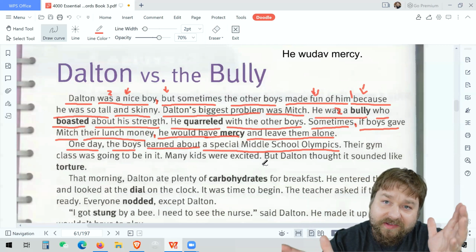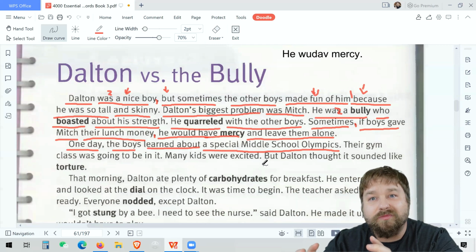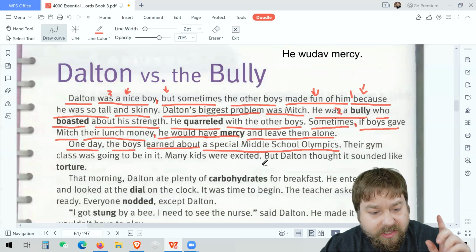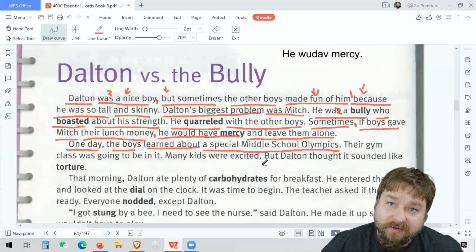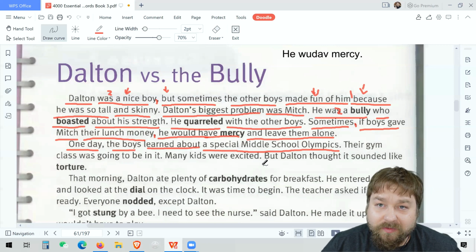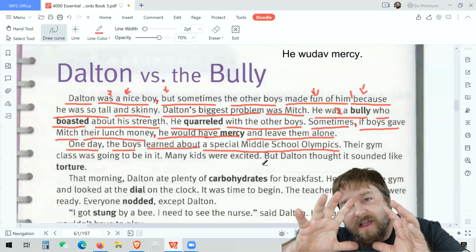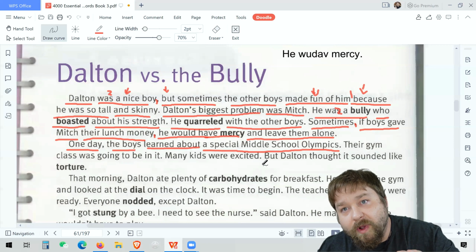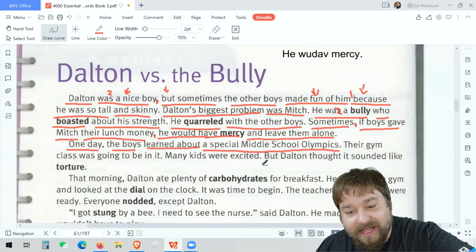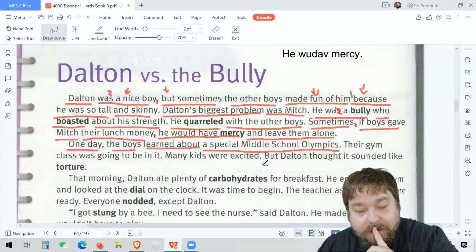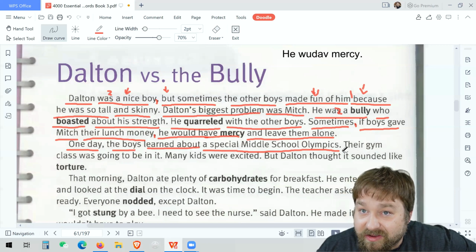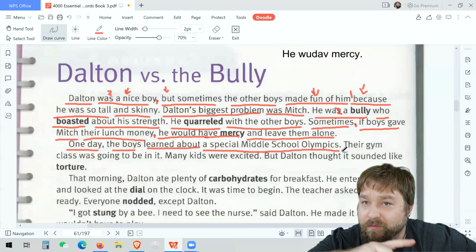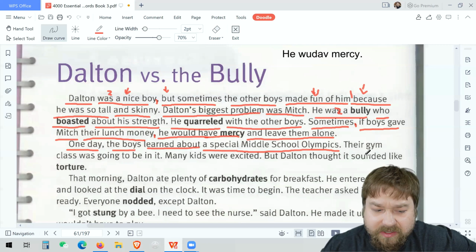We want to have some type of balance, some longs and some shorts, okay? One day, the boys learned about a special middle school Olympics. There's nothing we can do. So we have kind of run over on our wave, right? And we're going into that next wave. So what do we do? We're going to have to kind of blend these two sentences together to make up for running over our wave. Let's see.